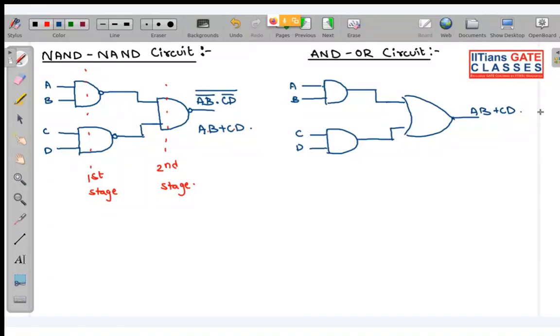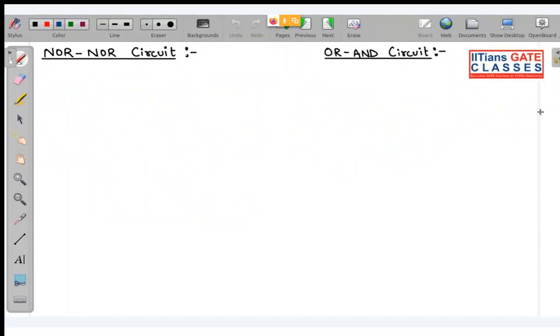Tell me, is this clear? Now the next, you might have guessed very properly, is the NOR circuit. In the NOR circuit, basically in the first stage we have two NOR gates. I will be discussing all these circuits again when I teach you SOP and POS, sum of product and product of sum.